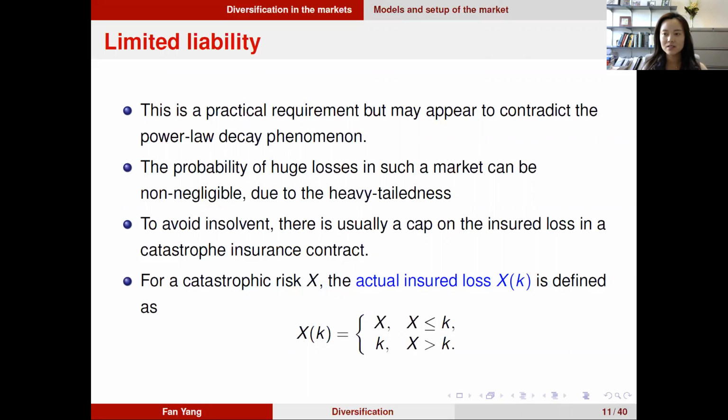This limited liability is actually the key assumption, the key component in this part of the work. Without limited liability, it is actually impossible to get diversification optimal. Diversification is always going to be suboptimal. So just because of this practical need to impose limited liability, diversification can be optimal in the market. Okay, we'll see.